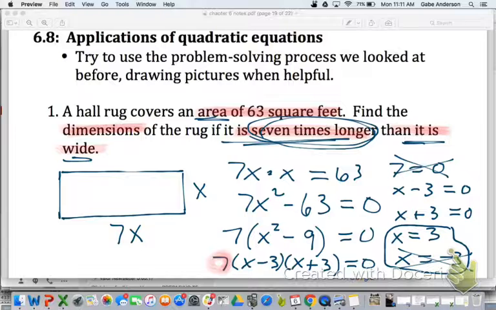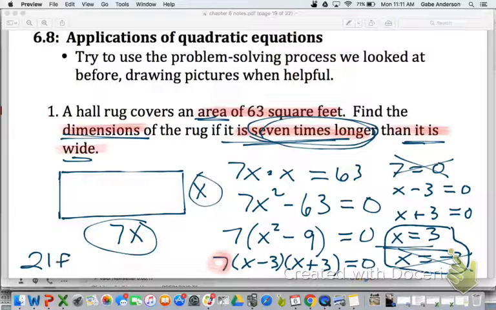Keep listening, we're almost done. X equals 3 does make sense, but we're not done because it wanted the dimensions. If x equals 3, what are the dimensions of the rug? 21 and 3, because we know this is 7x, this is x. So we could say 21 feet by 3 feet. That would be your dimensions right there. 21 feet by 3 feet.